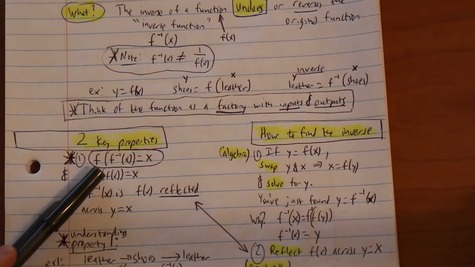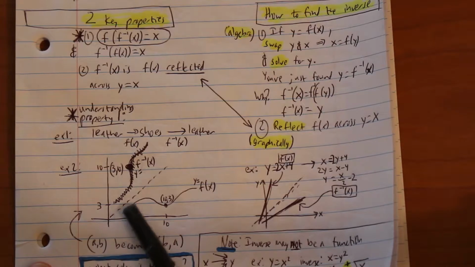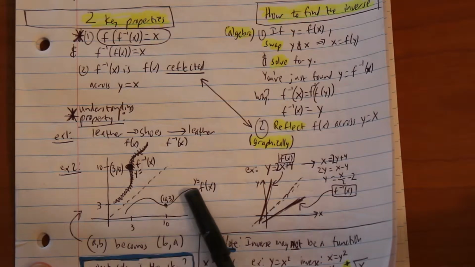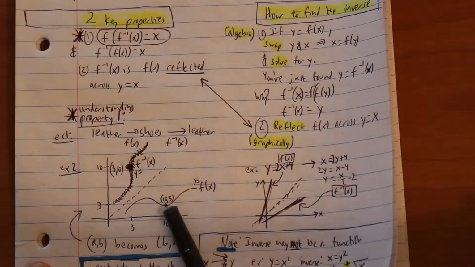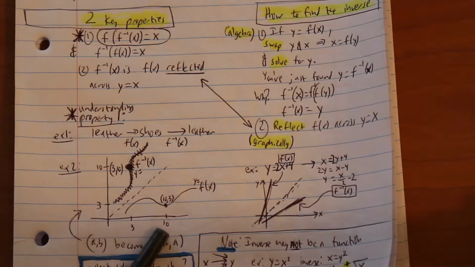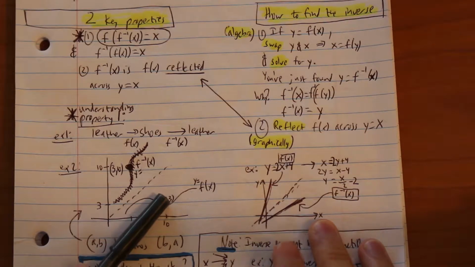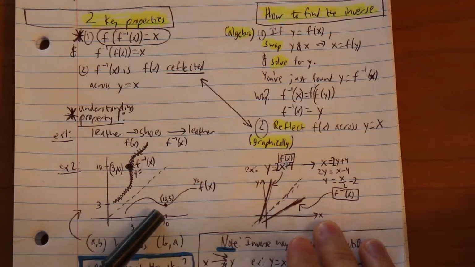Let's see if we can understand this visually. Let's say this is our function. I've just drawn a random curve over here, and let's focus on this point 10, 3. This is our y equals f of x curve. Now, the inverse means instead of when I plug in 10, I get 3, when I plug in 3, I want to get 10.